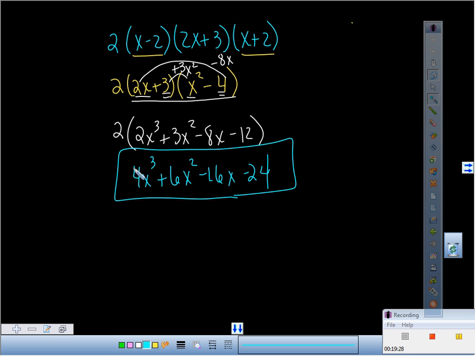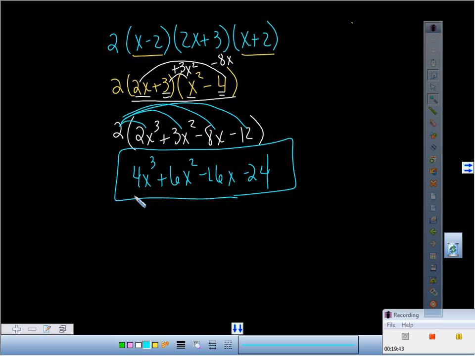Okay? So, anybody got a question? Plus 6x squared right here? I said there's my 4x cubed, there's my 6x squared. There's my negative 16x, and there's my negative 24. Okay? All right, anybody got a question?